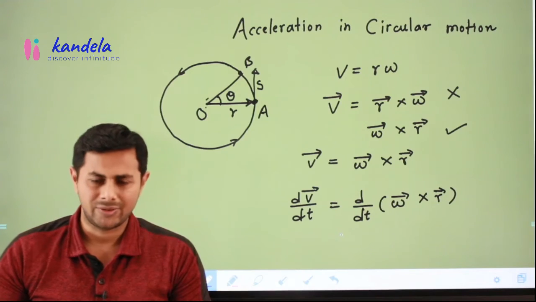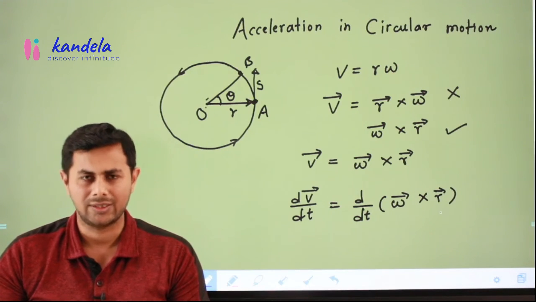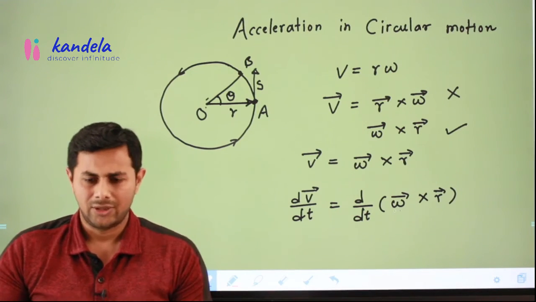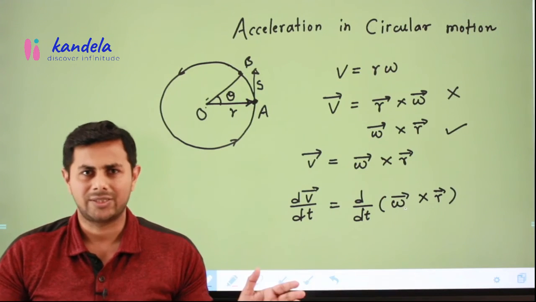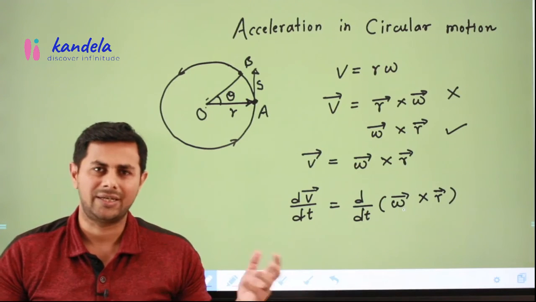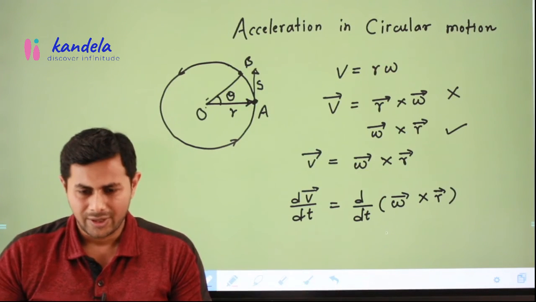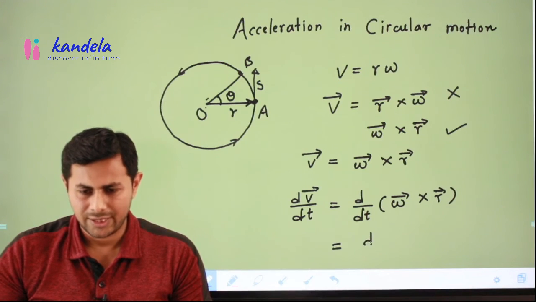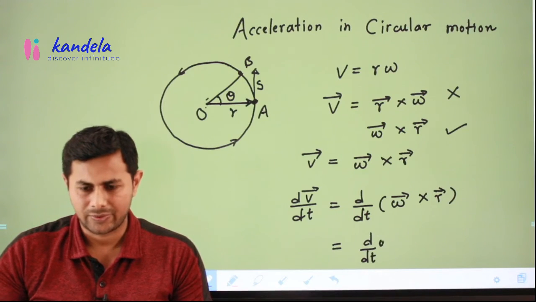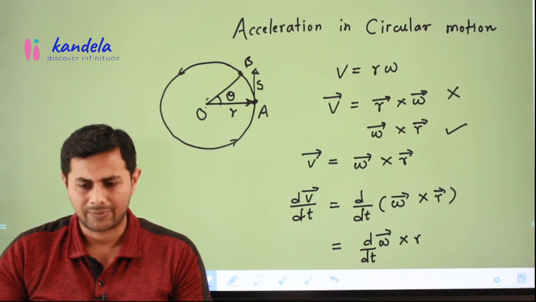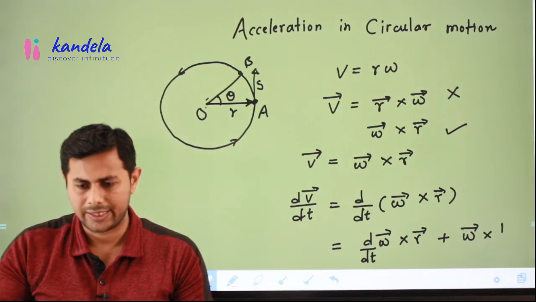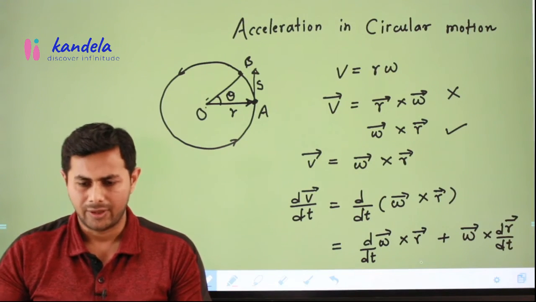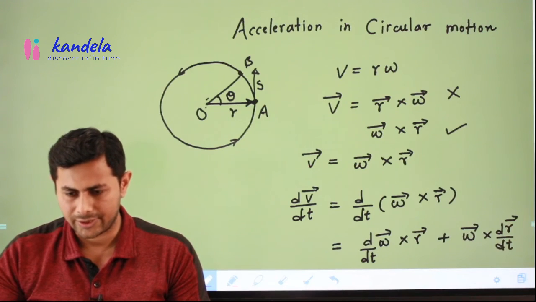What is the product rule of derivatives? If you have a product of two quantities and you want to find the derivative of that, you take the derivative of the first quantity, keep the second quantity as it is, plus keep the first quantity as it is and take the derivative of the second quantity. So it is equal to d by dt of omega bar cross r bar plus omega bar crossed with d by dt of r bar.